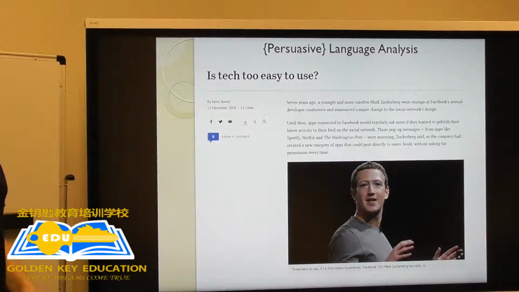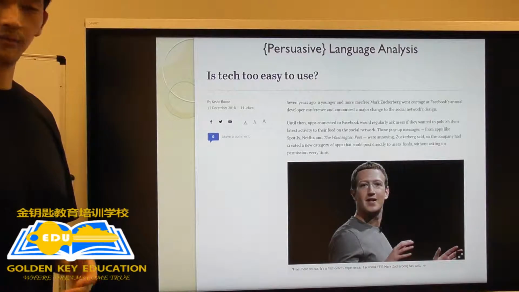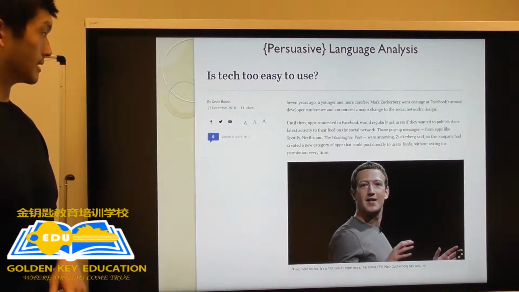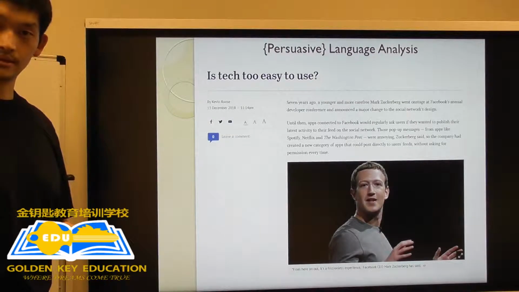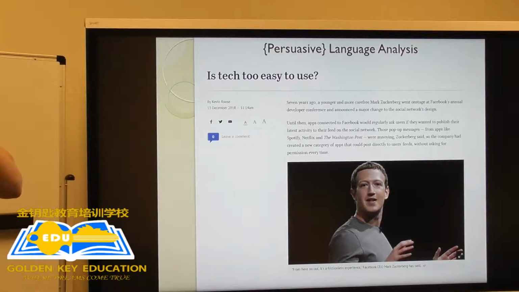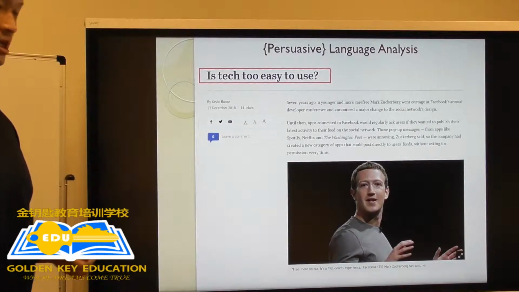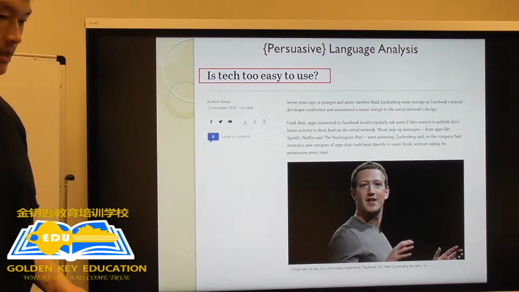So here's an example of a piece that incorporates some of those techniques that we've looked at earlier. In this case, it's a technology opinion piece that appears in The Age. So let's look at the title. The title is very accessible. Is technology too easy to use?